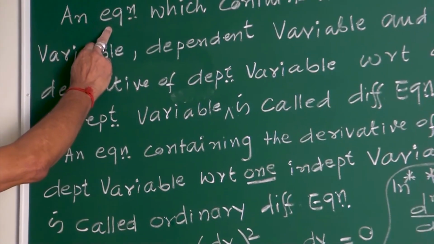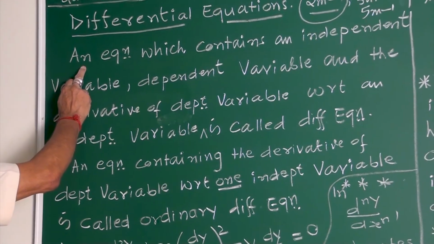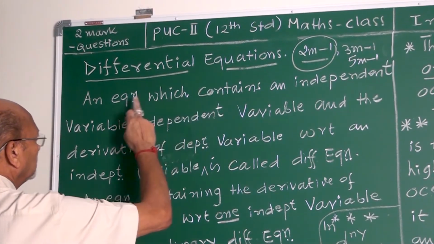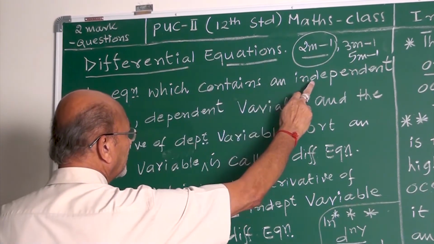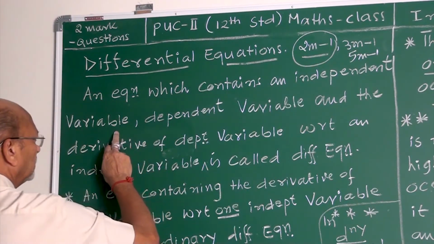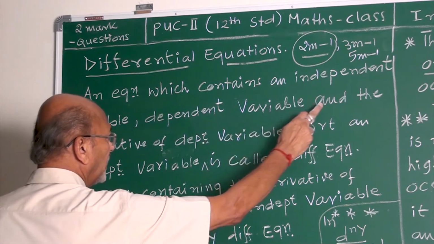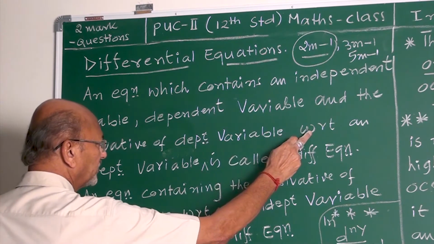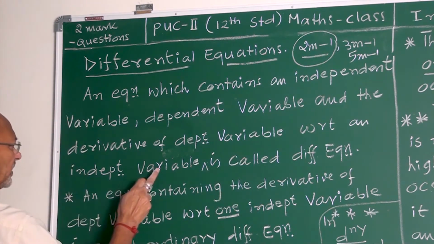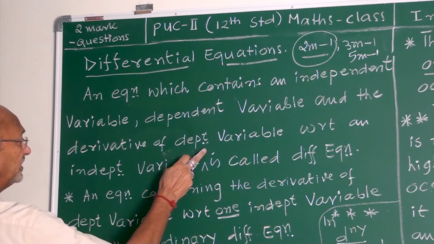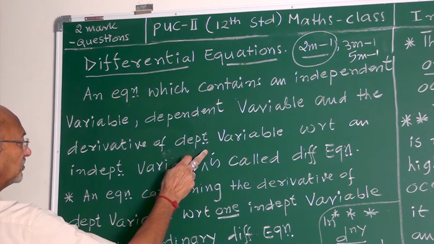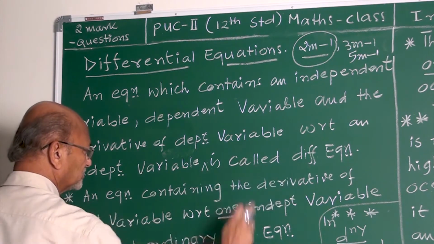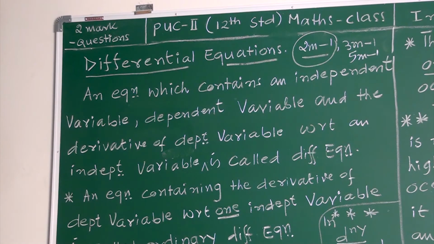Now what do we mean by a differential equation? An equation which contains an independent variable and the derivatives of a dependent variable with respect to an independent variable, of various order and degree, is called a differential equation.